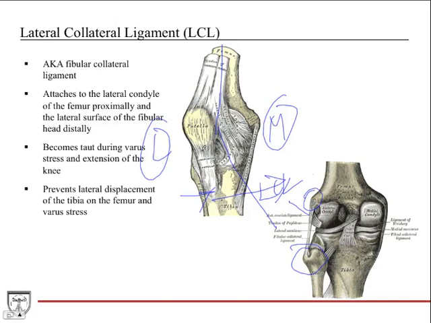If the LCL is taut and you feel some resistance, that means it's intact. If you're able to push this much past normal, then that can indicate the LCL is injured. It also prevents lateral displacement of the tibia on the femur. So this would be lateral out here, medial out here. So it prevents the tibia from going out this way laterally and on varus stress.